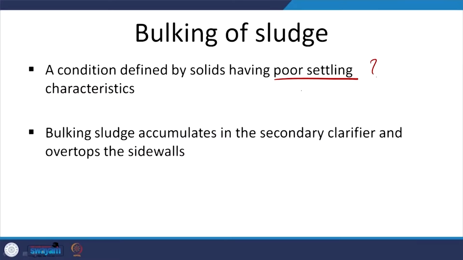If you have just floc forming pin flocs, again that's going to be an issue. If you have too many filamentous microbes due to various conditions, again you are going to have higher surface area per unit mass and they are not going to settle down. A quick recap of what we have been up to: poor settling characteristics. And where do we typically see that? In the secondary clarifier or the secondary sedimentation tank.